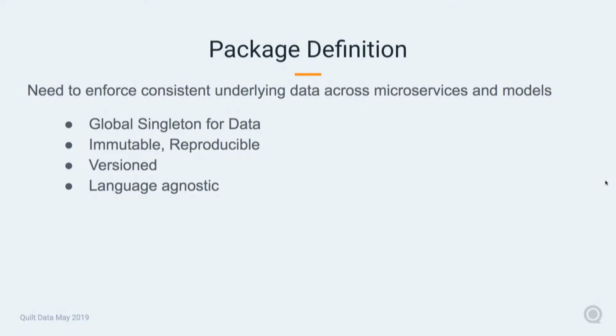We want to make sure it's versioned so we can compare different runs. And we'd really like to make sure that it's language agnostic. So if different parts of my pipeline are written in different languages, if I have different microservices, they can all lean on this same shared standard.